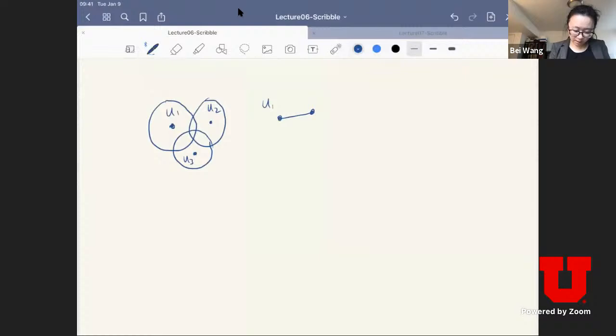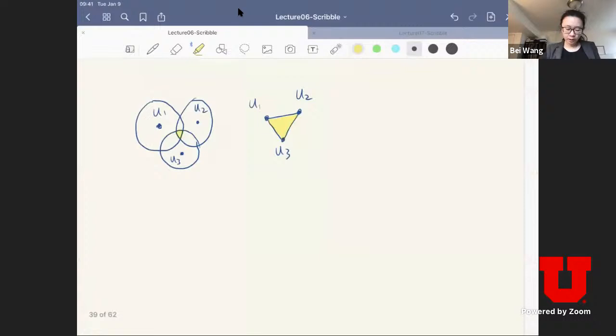If there's a pairwise non-empty intersection, so there is a pairwise non-empty intersection between U1 and U2, U1 and U3, and U2 and U3. So there are three edges, but in addition, there is a triangle in here because I have a three-way intersection. So that is the nerve, okay?